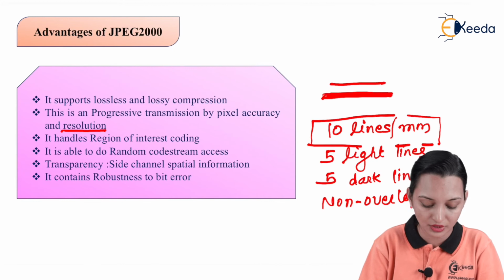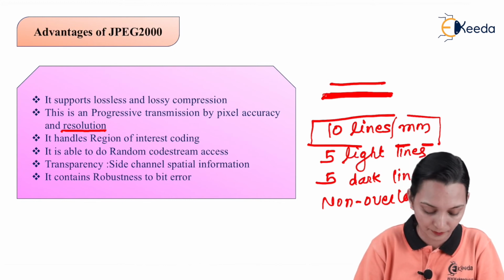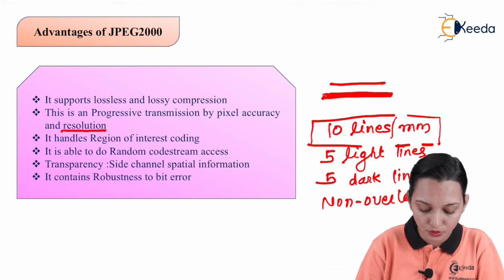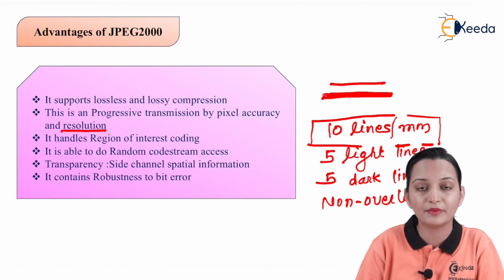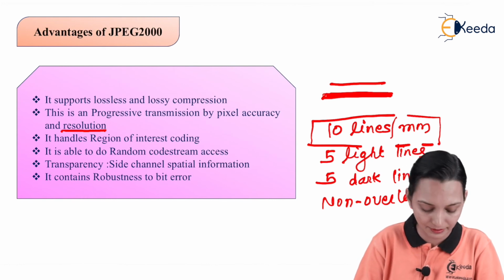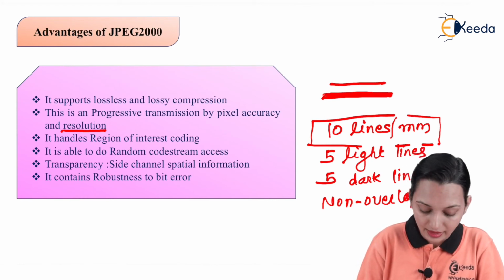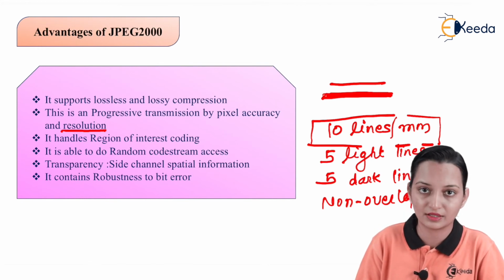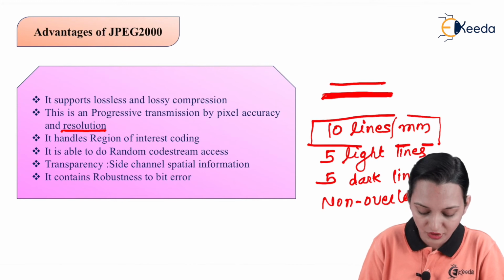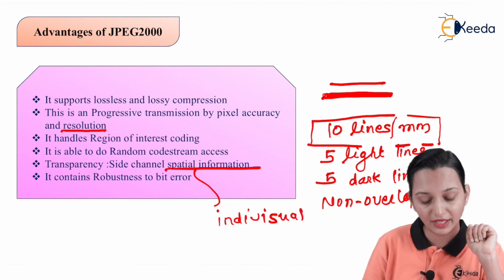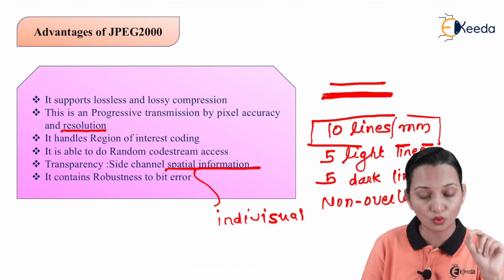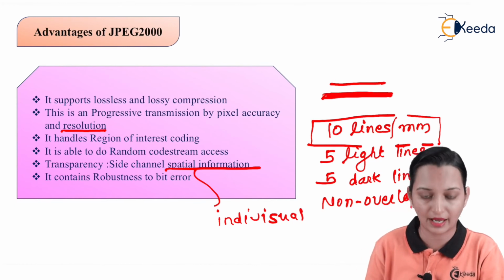Indirectly, JPEG 2000 will provide you the high resolution. It handles region of interest coding. It is able to do random code stream access, which means scalability and editability. Transparency, the side channel spatial information. Now what transparency or spatial information means, I already told you. Its meaning is nothing but individual: individual pixel, individual tile, individual layer contains its own information in terms of different parameters.